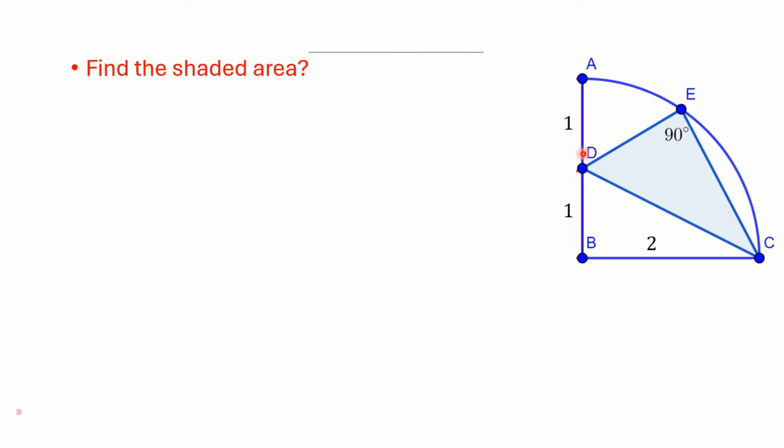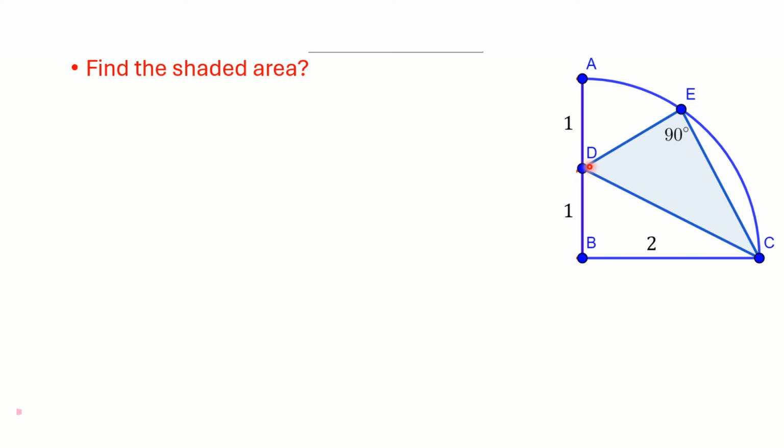So this triangle, and the angle of this triangle is 90 degree. So this means angle DEC is equal to 90 degree. Now you have to find the shaded area, that is the area of this triangle DEC. How will you find this area?